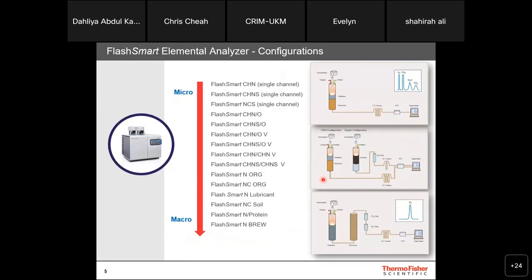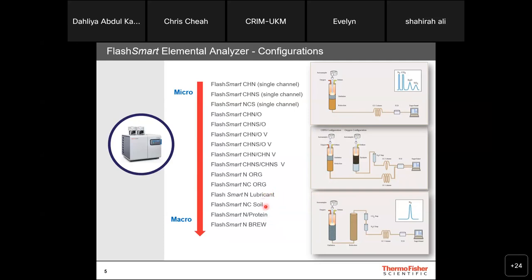Okay, so this one, I just flash a slide that I want to show you. There's a couple of configurations. You can see that there's a configuration that only analyzes protein, and this is by nitrogen, so we only determine nitrogen. This particular application is more suitable for the food industry, for example milk products, food and beverages, drinking water, and also brewery.